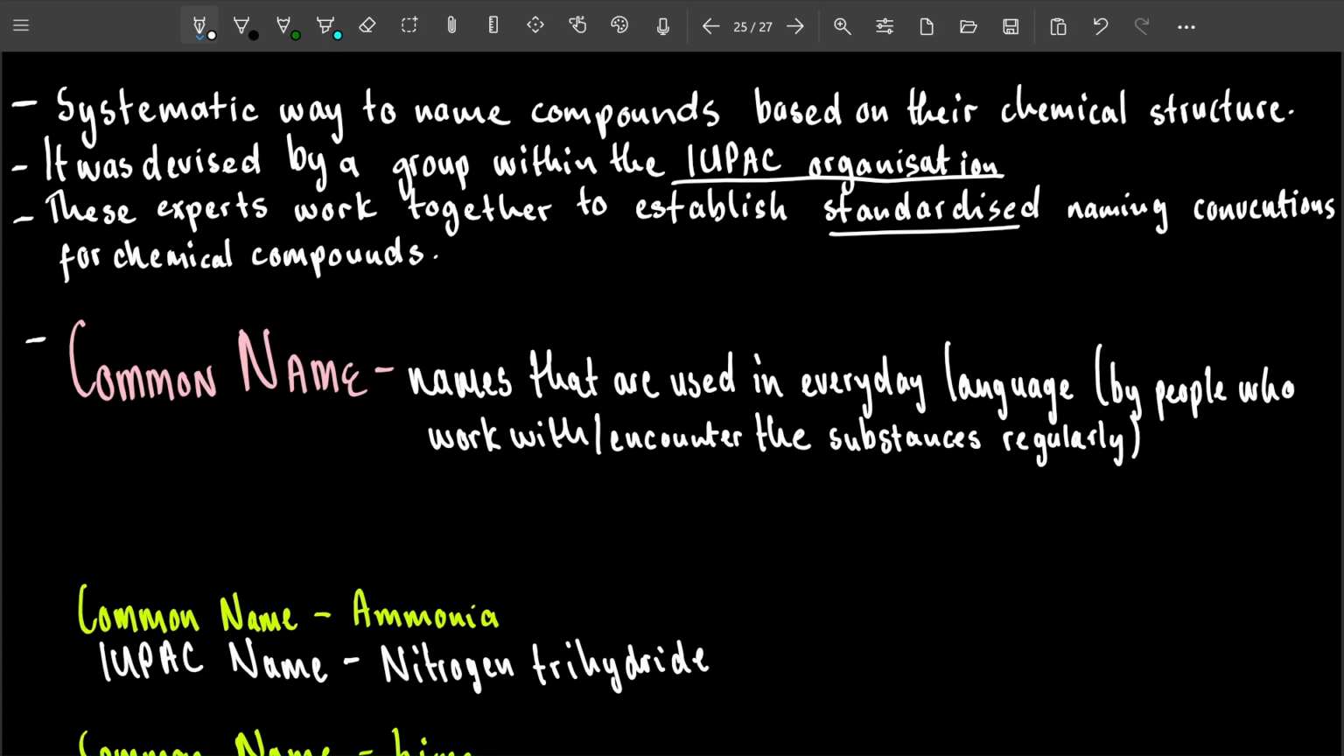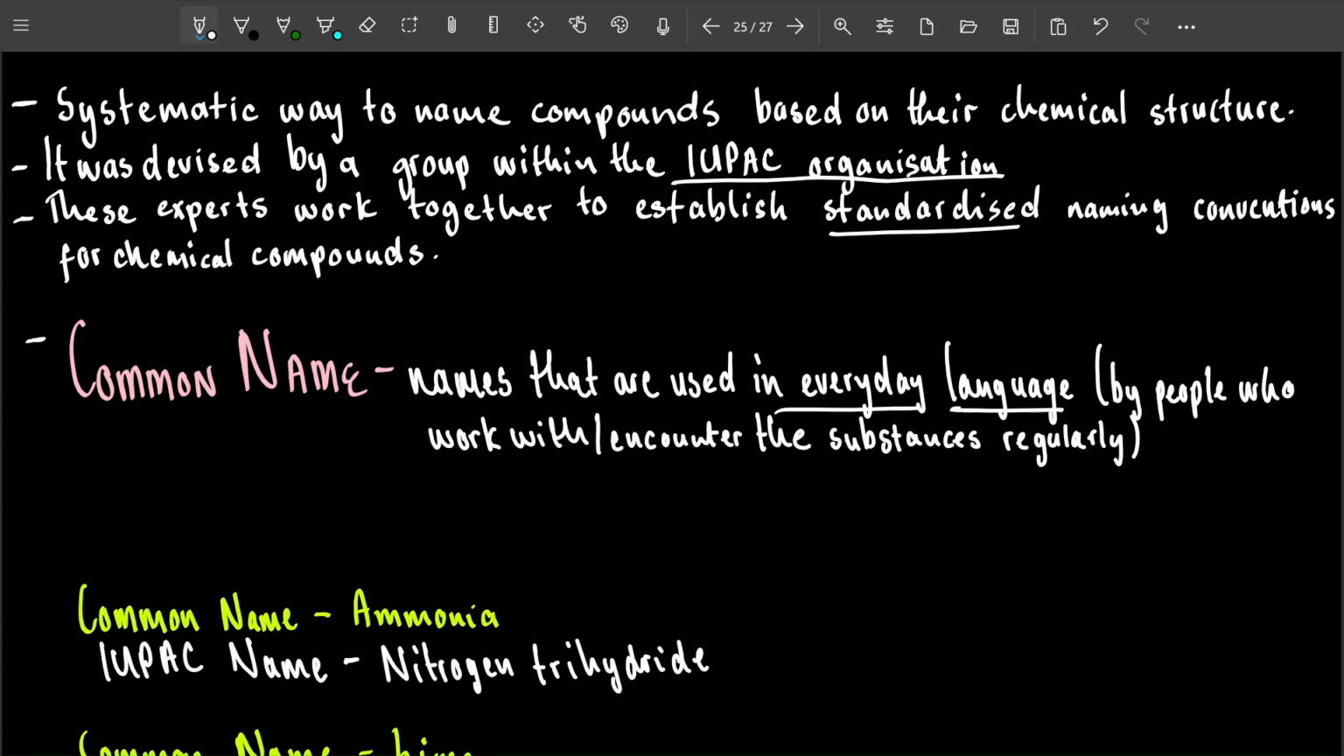We know how to follow it when we're naming, especially in organic chem. But common names are names that are used by people in a particular industry. They are the names that are used every day. When we say common name, we are talking about the names used in everyday language. By who? By everybody? No, not necessarily by everybody, but by people who work with that particular chemical or who encounter it every day.